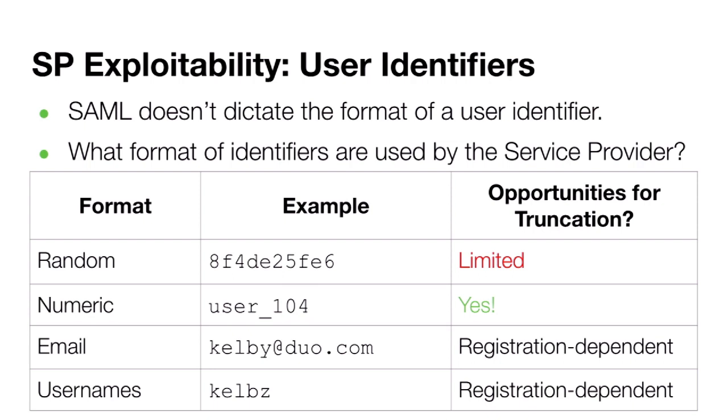Other identifiers such as email addresses and usernames are more dependent on how accounts are registered, and since account registration is often more of a function of the identity provider, I'll discuss that a bit more when we get to the IDP exploitability part of the talk.